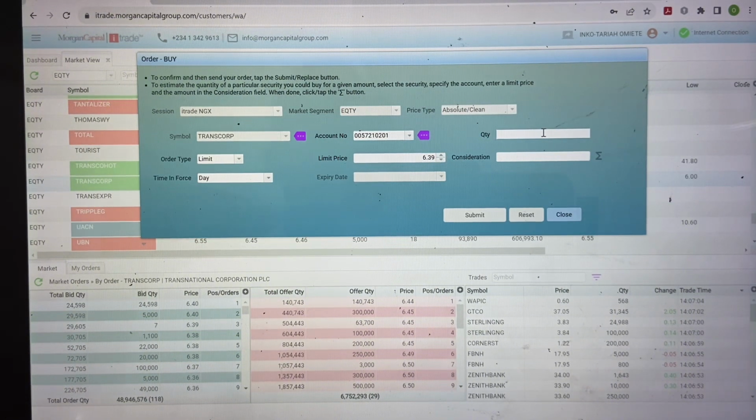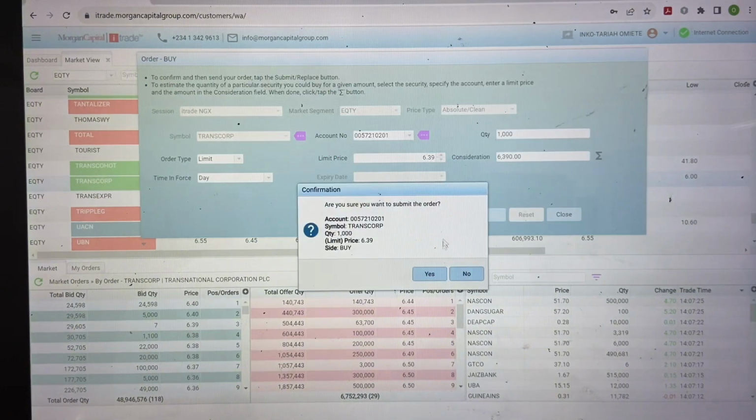Those are the only two things you need to do here. Change the price to limit price, what you want to buy it at. Anything more than that, you're not buying. That's what limit price means. You are limiting yourself to buying it at a maximum of 6 naira 39 kobo per share. And let me say I indicate that I want 1,000 units. So the system automatically populates how much exactly it is, 6,390 naira, and then you submit. That's how to place a bid.